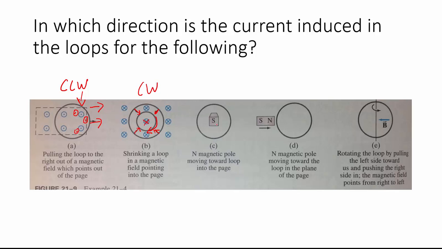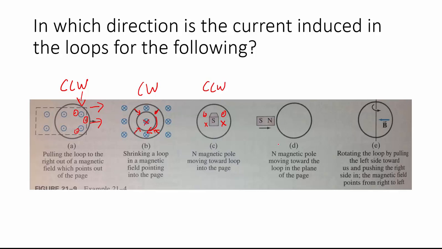Here we have a magnetic north pole. Remember, magnetic field lines emanate from the north, moving towards the loop into the page, which means we're getting more magnetic field lines this way. Those are increasing, so our current is going to try to oppose those, which means it's going to try to create magnetic field lines the other way, and that means counterclockwise current.